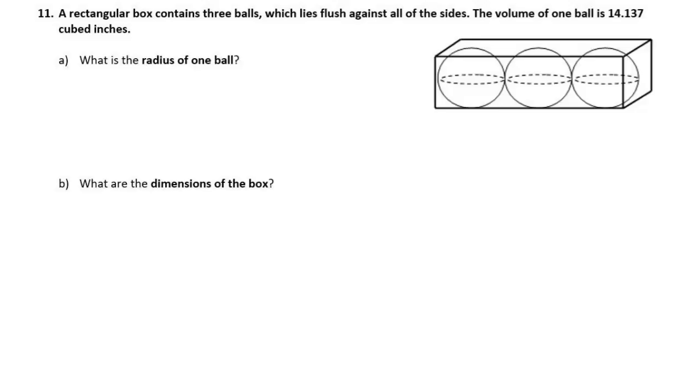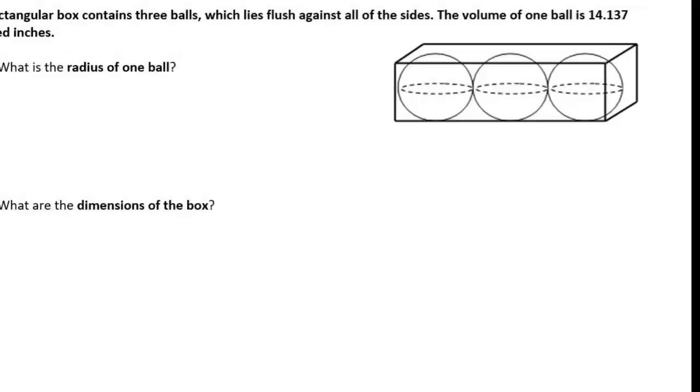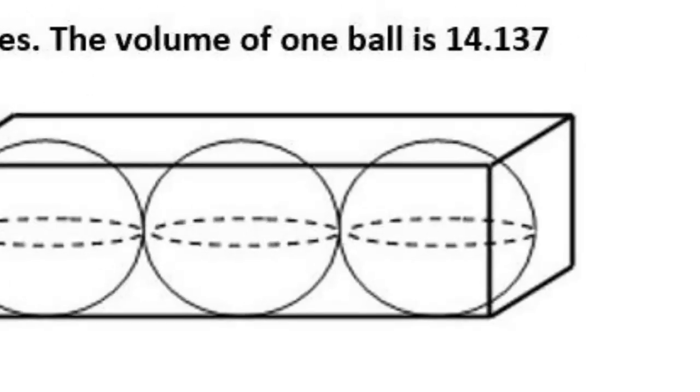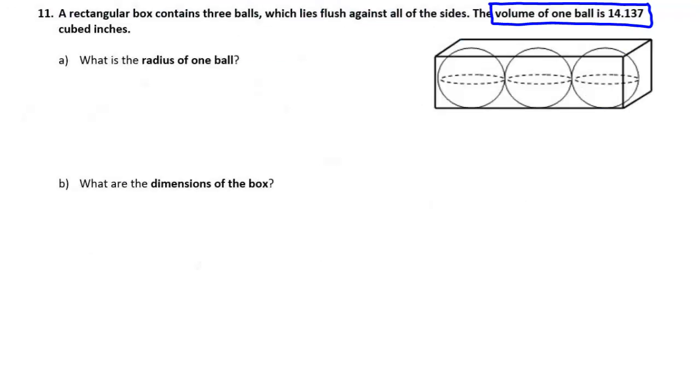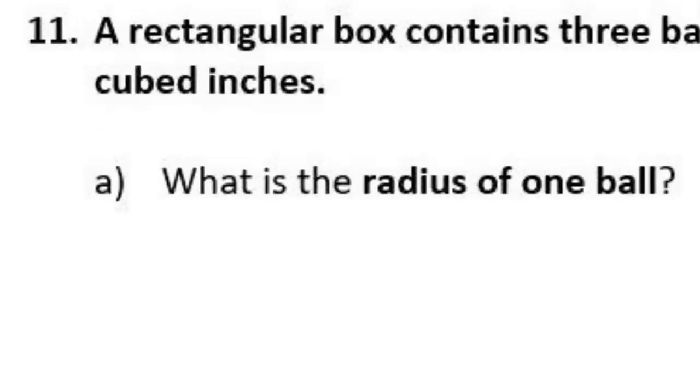Part A says, what is the radius of one ball? The only thing they gave us was what? They gave us the volume. Volume of what? One ball. What shape is the ball? A sphere. A circle is a flat shape; a sphere is a 3-dimensional shape.